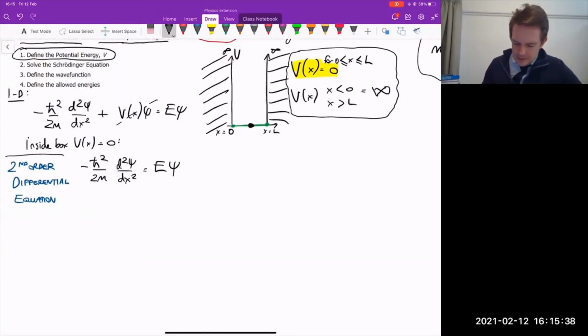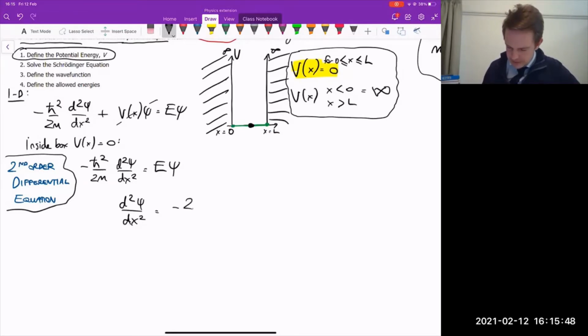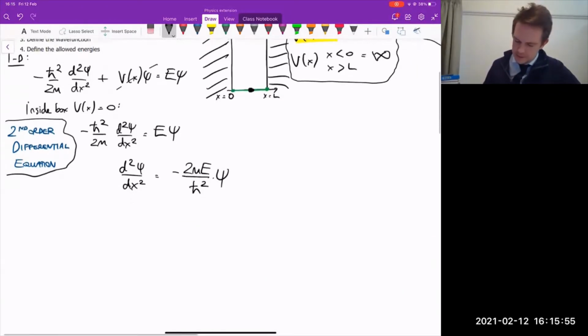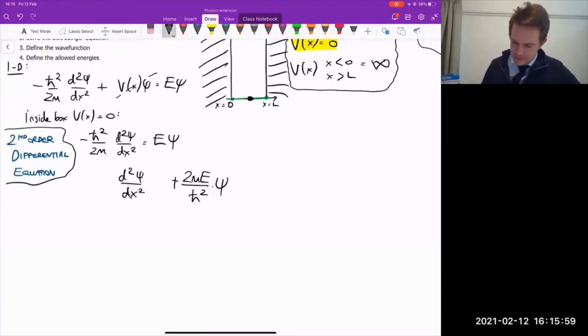Now, if you do further maths, you'll learn how to solve these. Today, I'm just going to do it for you. It's easiest to rearrange it into this form over h bar squared times the wave function. And then, in fact, let me rearrange it so that it equals 0.